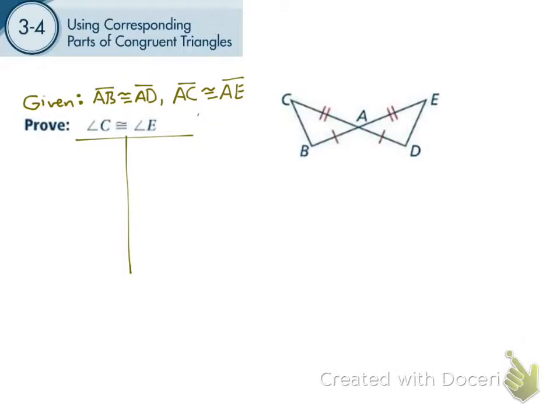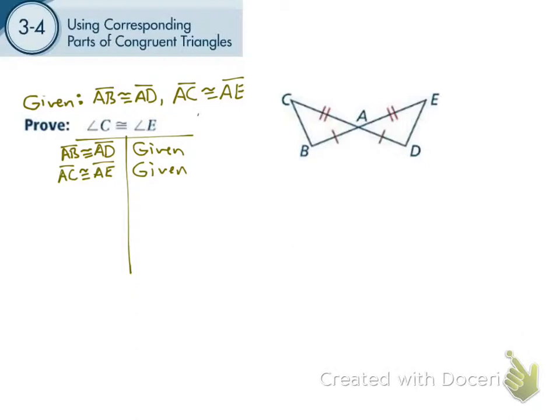So we got AB congruent to AD. We have AC congruent to AE. And we're just going to focus on the triangles and see where that leads us. All right, I got two parts. I got two sets of sides. I need one more set of information, maybe another side, maybe an angle, to see how the triangles are congruent.